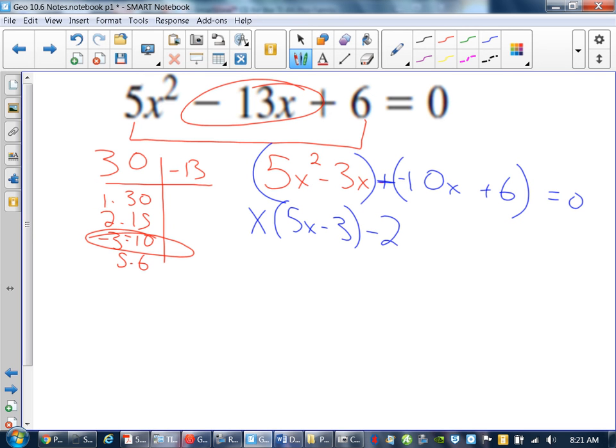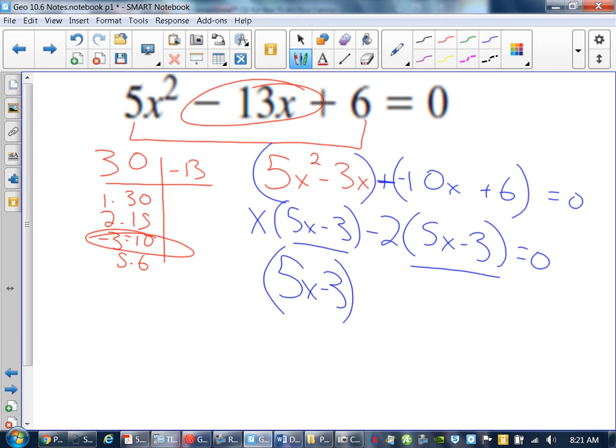So what's negative 10 divided by negative 2? What's 6 divided by negative 2? Are these two now the same? Yeah. Once you get to that point, you get both those two being the same, what you do is write that down. What's left? X minus 2.